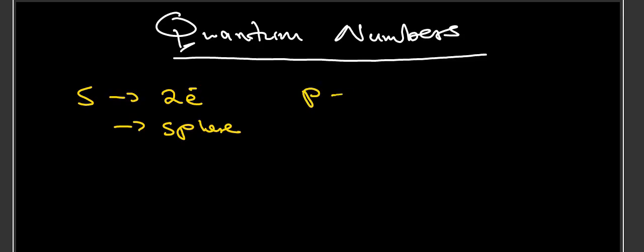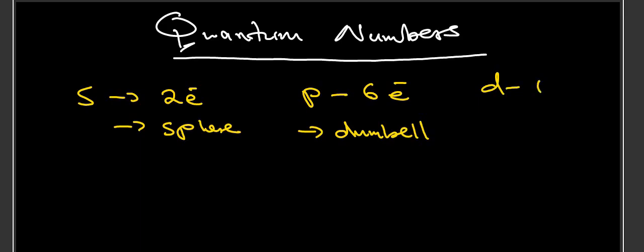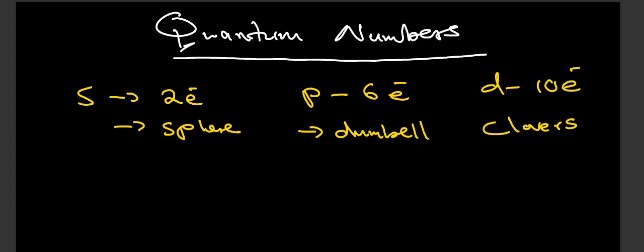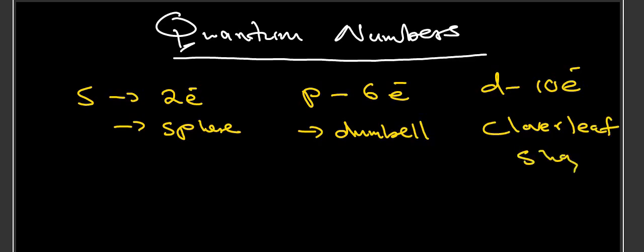Then we have p orbitals. These can accommodate 6 electrons and they have a dumbbell shape, right? This is a dumbbell shape. And we have d orbitals. These can accommodate 10 electrons, and they have a cloverleaf shape. We did this already under atomic theory in biology. So this is the shape of the d orbital.